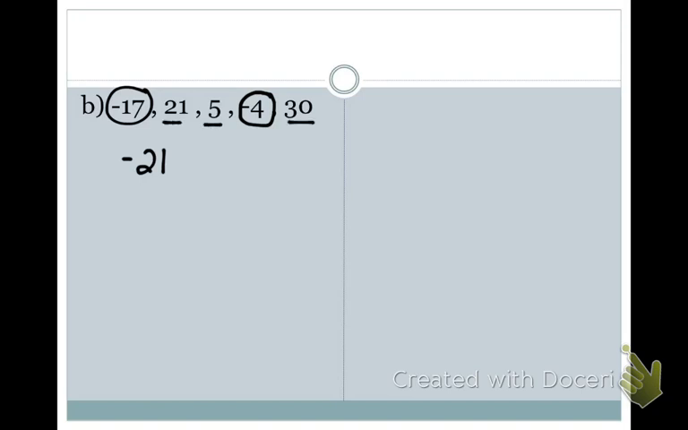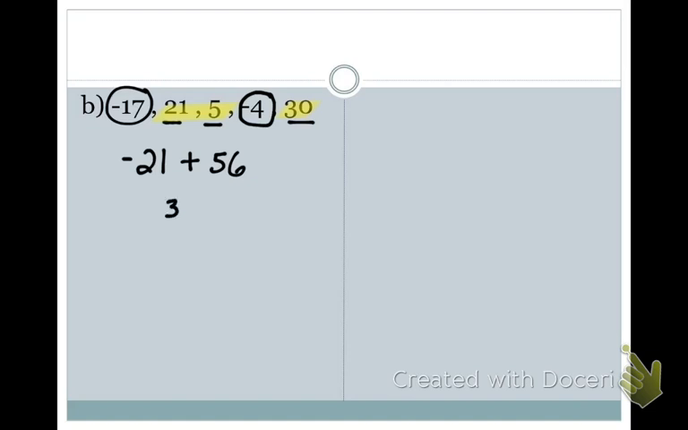Okay, those are all alike because they're all what kind of numbers? Positive. So we're going to be adding those positive numbers together. What is 21 plus 5? 26. And then what's 26 plus 30? 56. Now we have what looks like a regular integer problem. Negative 21 plus 56. Is that a same sign or a different sign? Different sign. What do I have to do? Subtract and take the sign of the larger number.